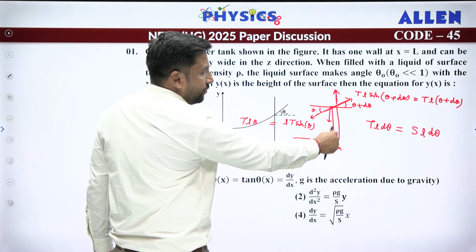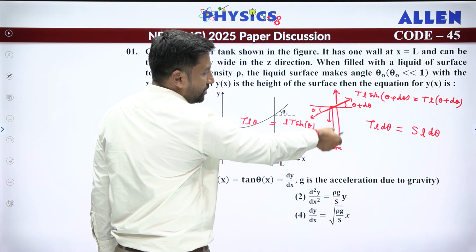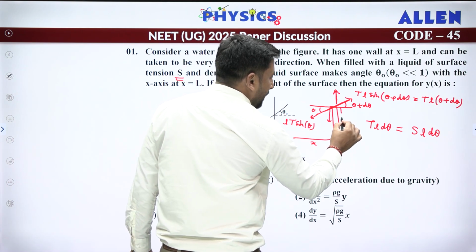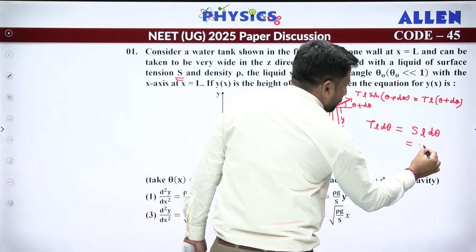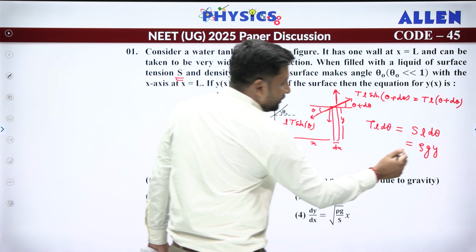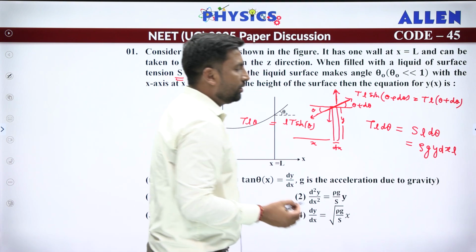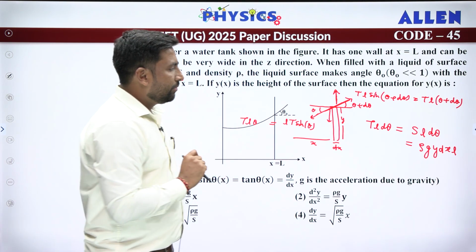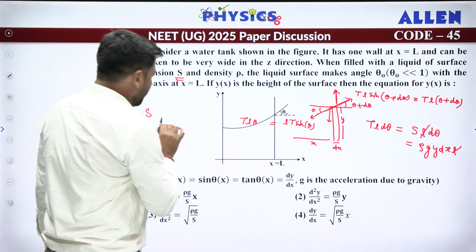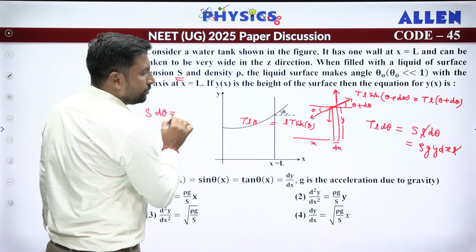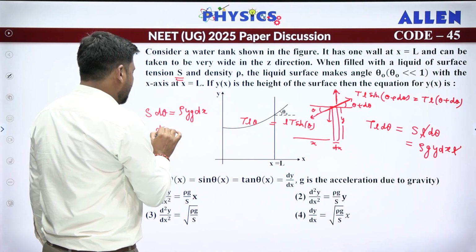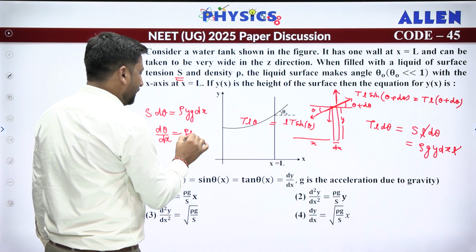Now, whatever the unbalanced force in the y direction will balance the weight of this strip, or we can say the excess force acting on it due to pressure difference. If the height of this is y, then rho g y is the pressure difference, and the thickness we have taken is dx, so dx into L gives the force due to pressure difference. Both will be equal at equilibrium, so L will cancel with L. We can write S into d theta equals rho g y dx. So here d theta by dx is rho g y by S.